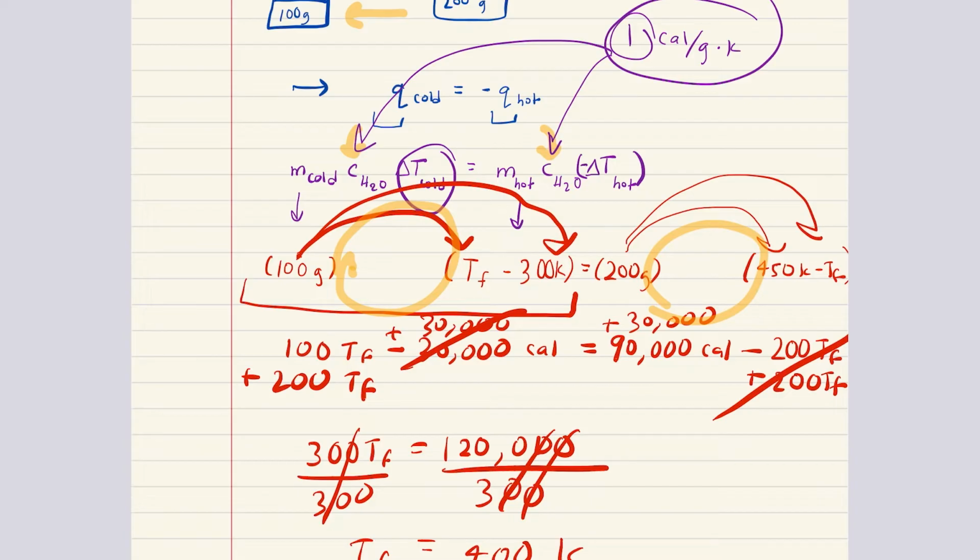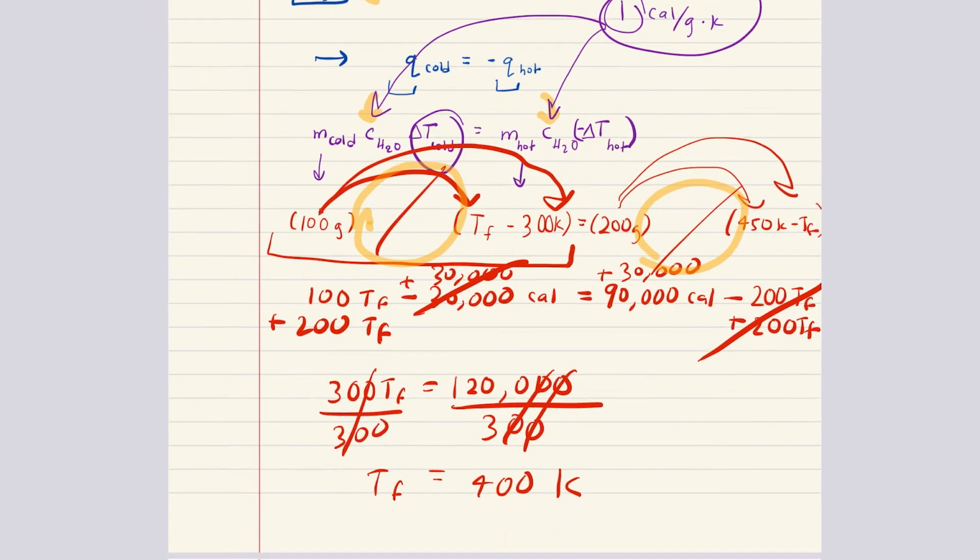So we could have put in 4.18 joules per gram per Kelvin, and the math will still be easy because we can just cancel them out on both sides since that value appears on the left side and on the right side. So the final answer is 400 Kelvin.